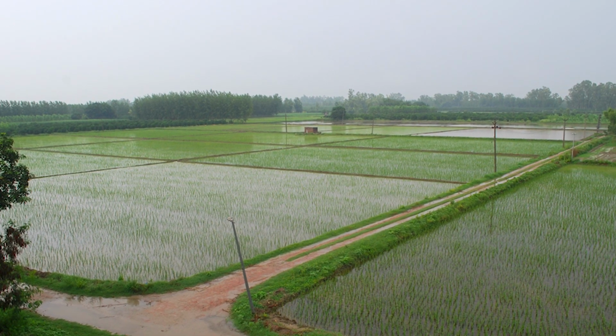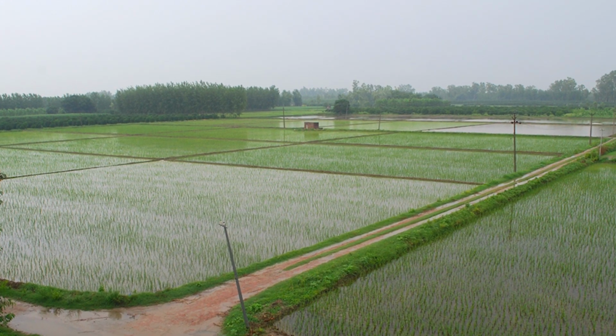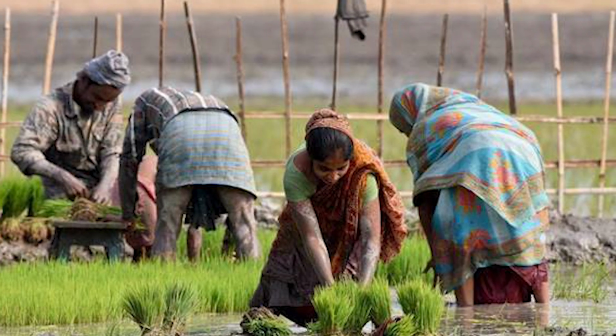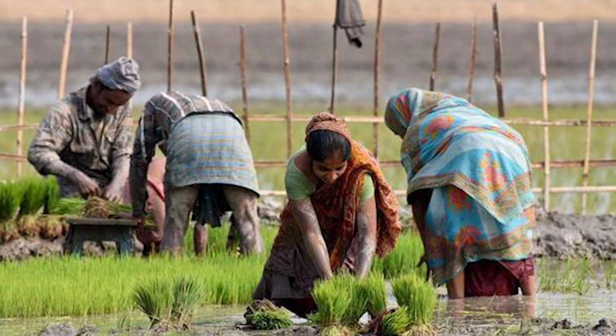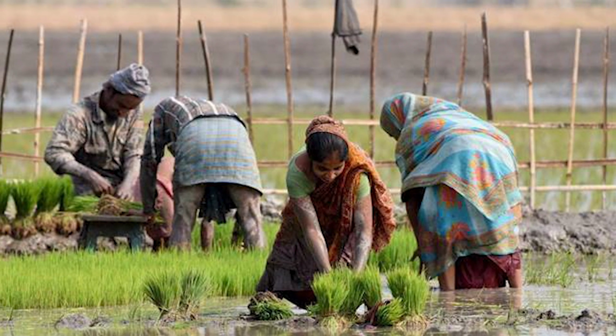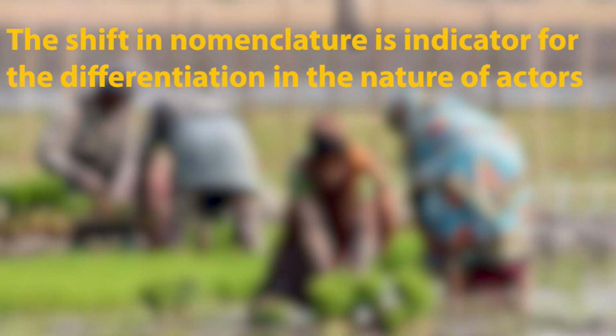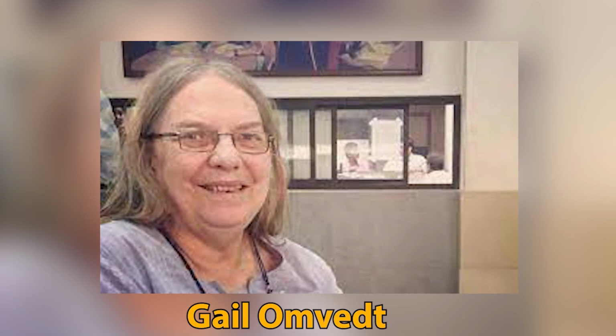Movements occurring in the post-Green Revolution period are termed as farmers' movements as they mainly dealt with the issues and demands of the middle and big farmers, who emerged more strongly in the post-Green Revolution period. The shift in the nomenclature is an indicator for the differentiation in the nature of the actors. They have been studied by Dipankar Gupta and Tom Brass among others. Gail Omvedt has classified the peasant struggles into old and new, whereby the former is known by the term peasant movements and the latter the farmer movements.